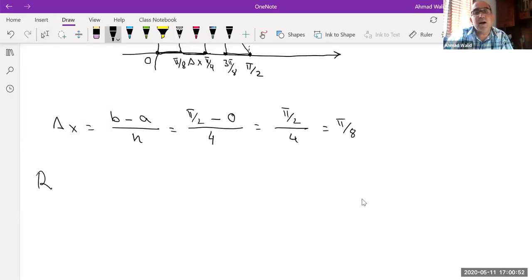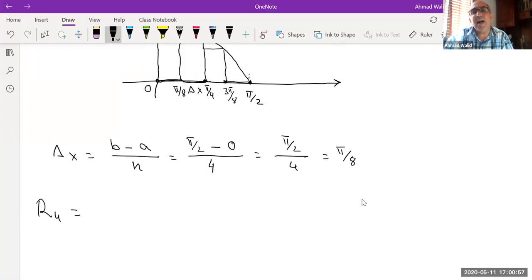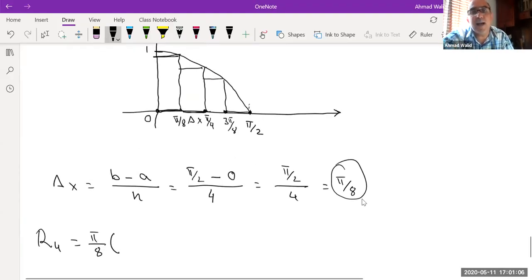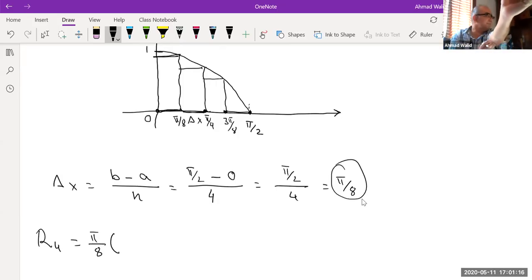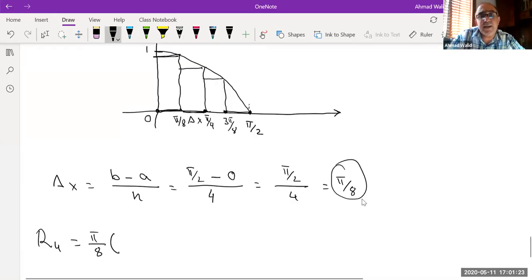The right sum, R4, equals... How much is your delta x? How much is this small piece? Pi over 8, right? Times the height of the right side. It means pi over 8 times f of pi over 8.